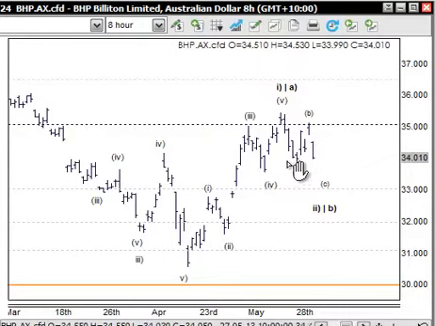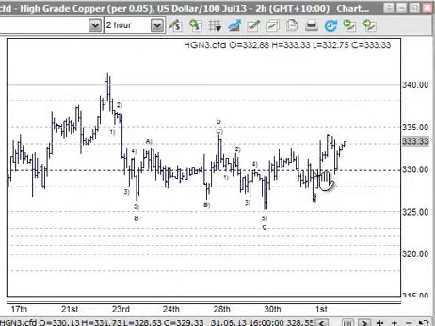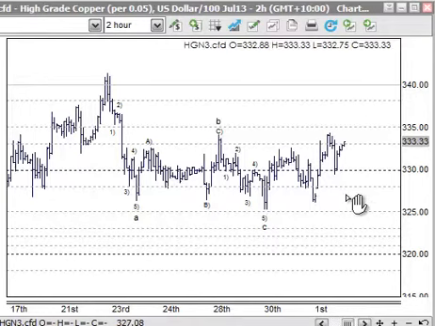This little B wave here is definitely in 3 waves, as you can see, the little A, B, and C here. So we should at least come down to this level here, if not break down through this part here, because that is corrective there. But let's just see how we go.